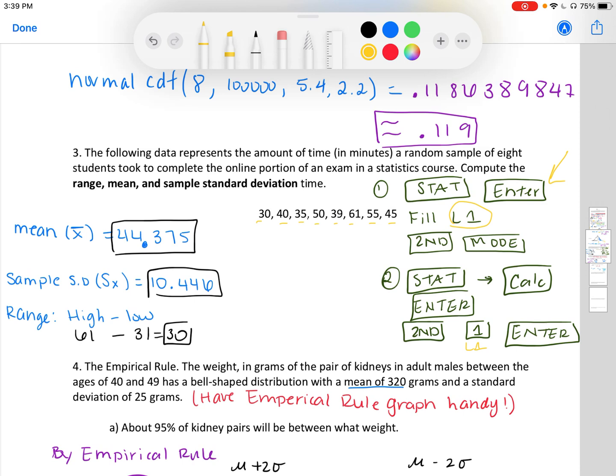Your answer to make sure you're on the right track, the mean, should be 44.375. Your sample standard deviation, not to be confused with the population one that looks like that with an sigma, you want the sample with the s, is 10.446. And your range is your highest number minus your lowest number. Our range is 31.